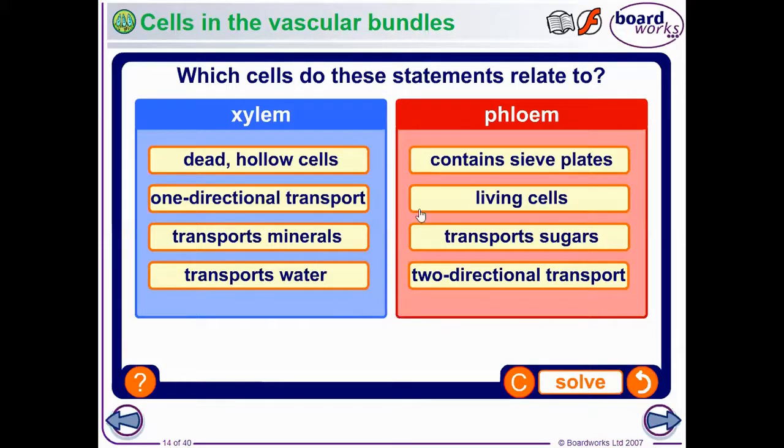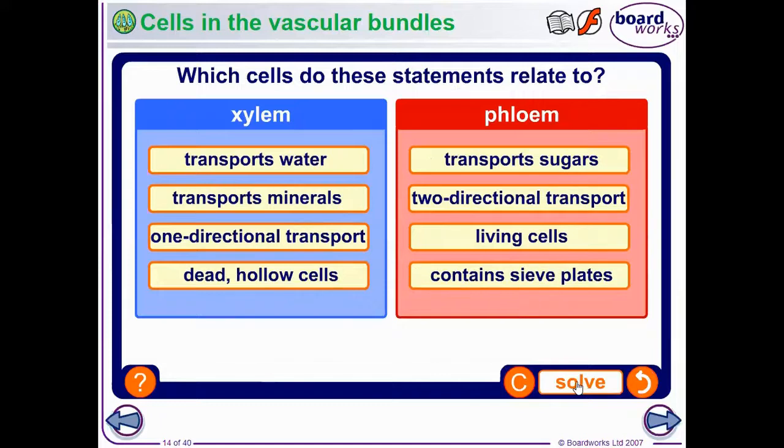Let's look at what we posted under the phloem. We said the phloem contains sieve plates. They are living cells. They transport sugar, and they have two directional transport. So you are correct in all of your answers.